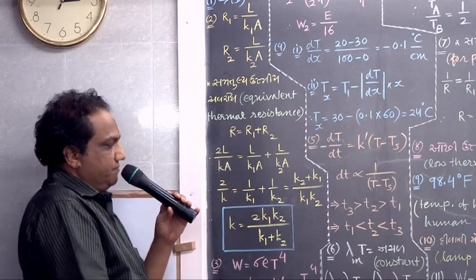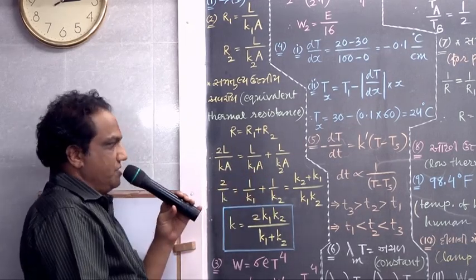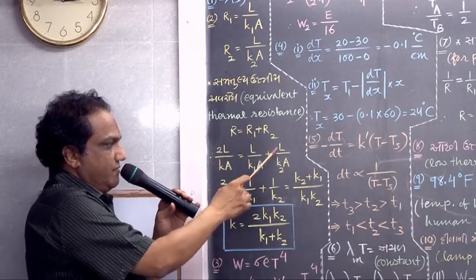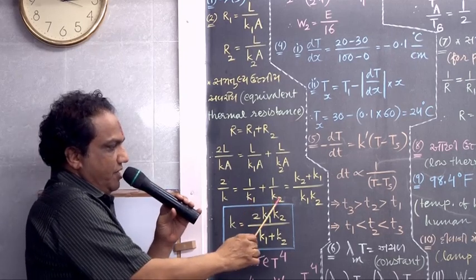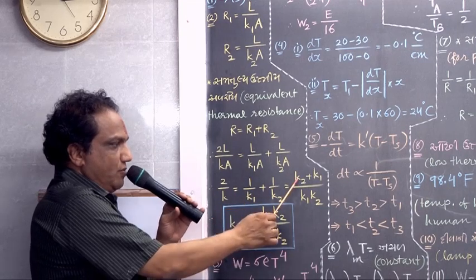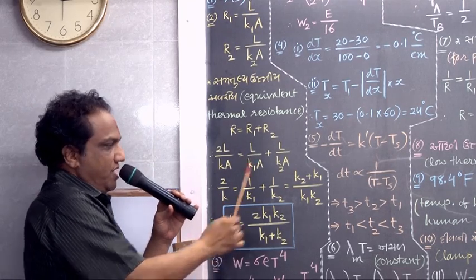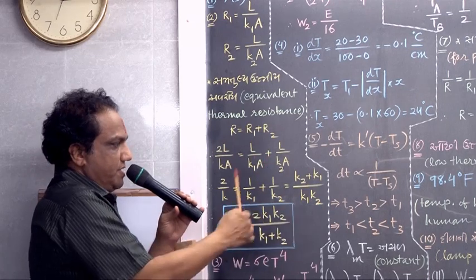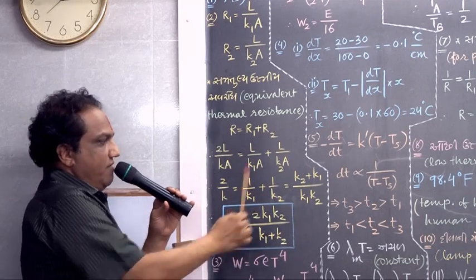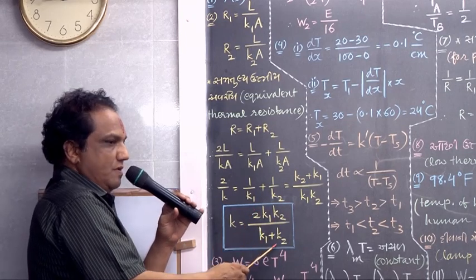Now simplify. L upon A gets cancelled throughout the equation. Left is 2 upon K, that equals 1 upon K1 plus 1 upon K2. Take LCM, K1 into K2. K2 will be multiplied here, K1 will be multiplied here, giving you K2 plus K1. Now just find out K from here. Make it the subject of the equation. Transfer this part here. So K will be 2 K1 K2 upon K1 plus K2.